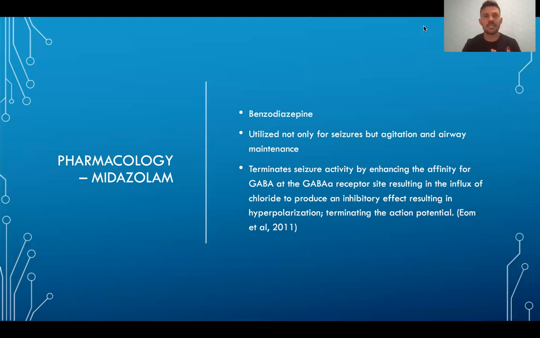So the pharmacology, midazolam, big one. So it's a benzodiazepine, as we know. It's utilized not only for seizure termination, but as well as managing agitation and airway maintenance. So we're going to be using that infusion. But how midazolam works, essentially, midazolam makes GABA more attractive for the GABA receptors. So it increases the affinity for GABA at those receptor sites, resulting in that influx of that negatively charged ion that we spoke about earlier, that chloride, producing an inhibitory effect, resulting in termination of that action potential, we hope.